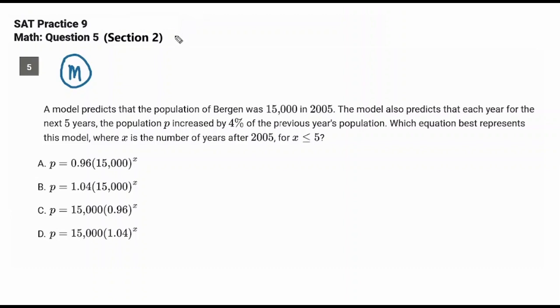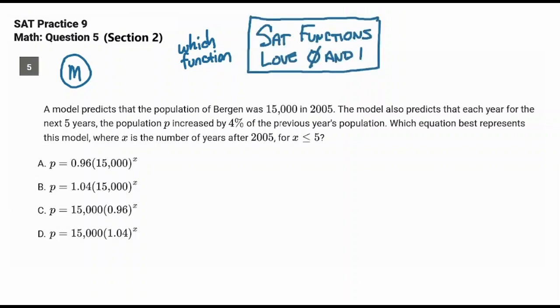So let's write down what we're looking for. It's a function, and we're really just looking for which function. Guys, this problem is a plug-in. How do I know? Well, it's a function. It's got P and x in the problem. It's got P's and x's all over the answer choices. I can plug in. What do SAT functions love? SAT functions love 0 and 1. So I'm going to write ABCD, and I'm just going to plug in 0 or 1 to start. I'm going to start with 0.